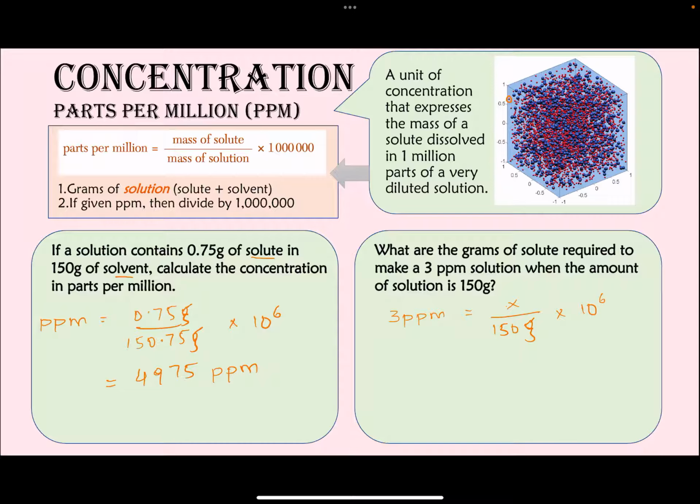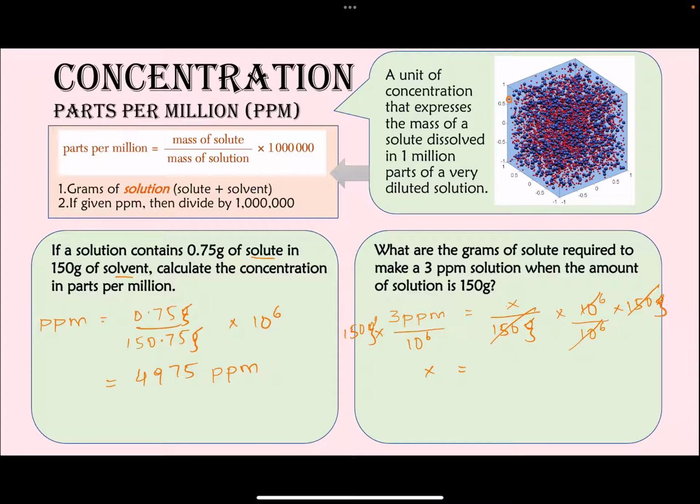But then let's try to rearrange the equation. So the first thing that we can get rid of is the million. So let's go ahead and divide the million on both sides. So that is going to cancel the million over here. And then the next thing that we can get rid of is the 150 grams. So if we multiply 150 grams on both sides, that's going to cancel it here, and we'll have 150 grams multiplying on the other side. So then the x is just going to be equal to 150 times 3 divided by a million.